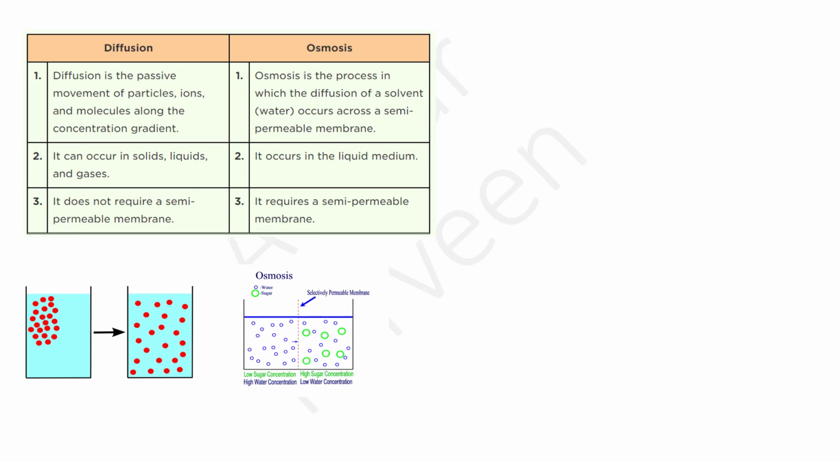So diffusion is the passive movement of particles, ions and molecules along the concentration gradient. While osmosis is diffusion of only water, that is only solvent, across the semi-permeable membrane. Diffusion can occur in solids, liquids and gases, but osmosis can only happen in water. And diffusion does not require any semi-permeable membrane, right? But osmosis is a process which requires a semi-permeable membrane.